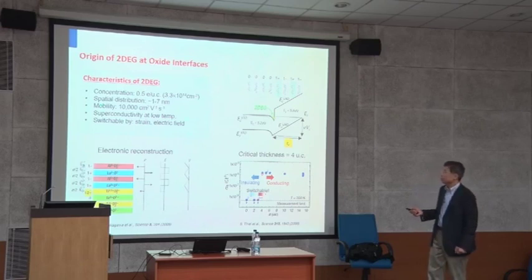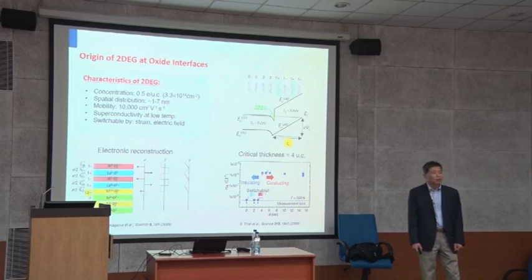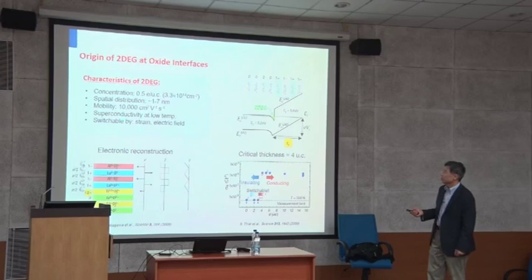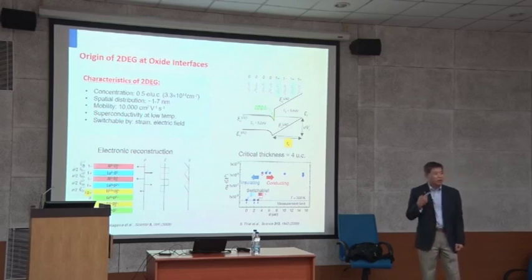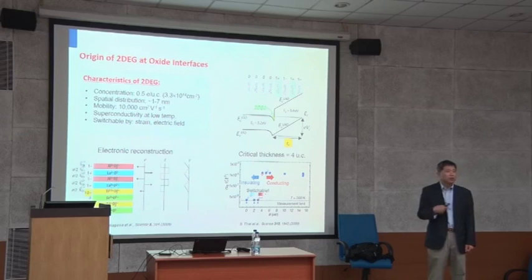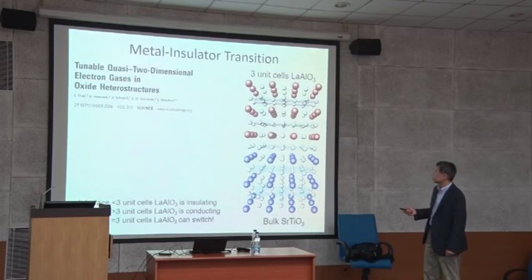And people also observe magnetism, ferromagnetism, in this 2D electron system. They used scanning SQUID magnetometers to measure spatially exactly where the magnetism is, and they can also tune the ferromagnetism by gating. So functionality-wise, there is superconductivity and ferromagnetism in the 2D electron gas, and it can be switched in many different ways: by electric field, by strain, and you can use AFM tips and nanowires. You can write, and it can be configurable in a device.